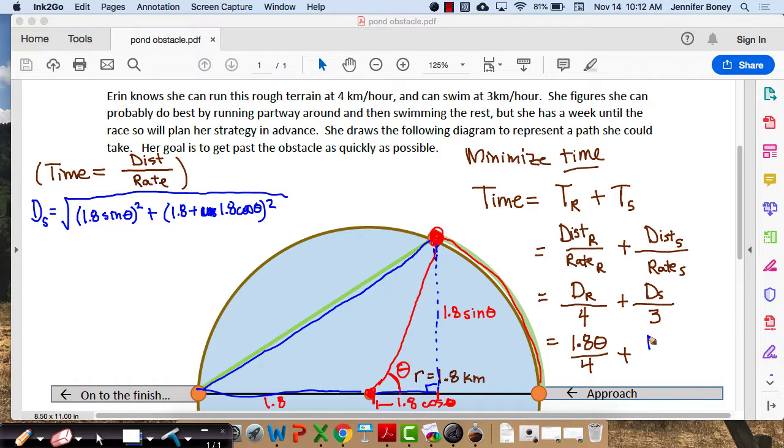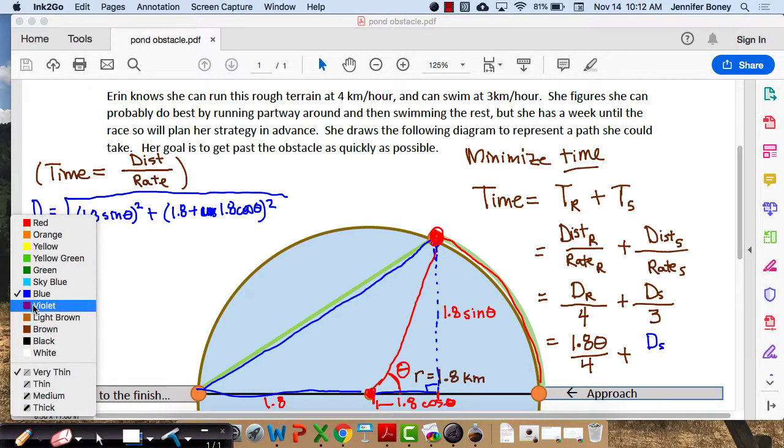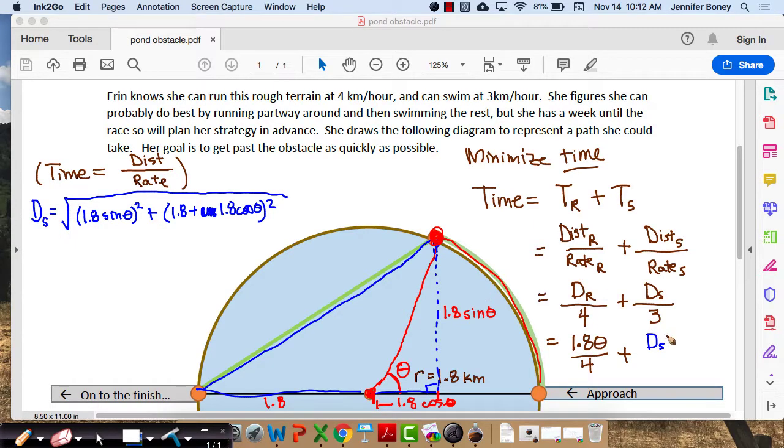hypotenuse length. So let me just abbreviate this over here. But our whole formula is this 1.8 theta over 4 plus this lovely distance here over 3. And that's a function for the time that it takes her to run this in terms of theta, the angle that's marked there. So we could also describe it in terms of, if you want to say, okay, you're going to run to such and such point. When she goes to map this out, she's going to try this in advance.